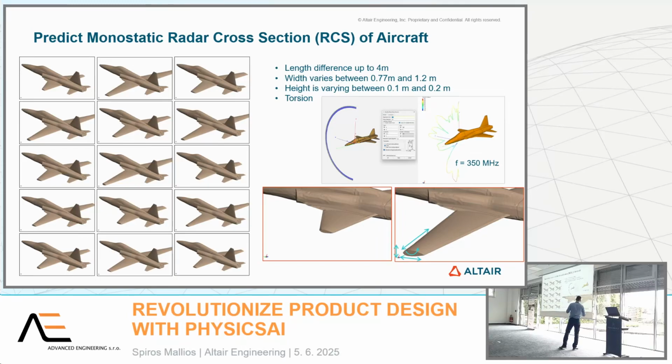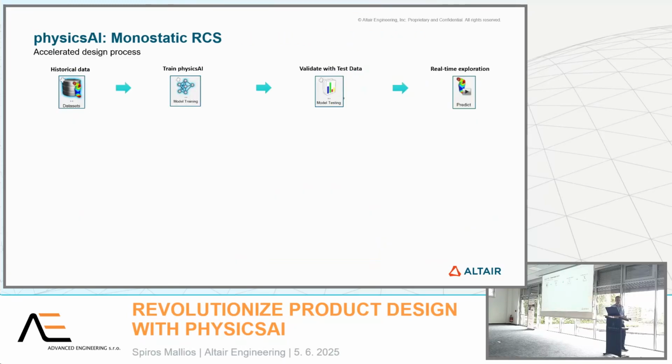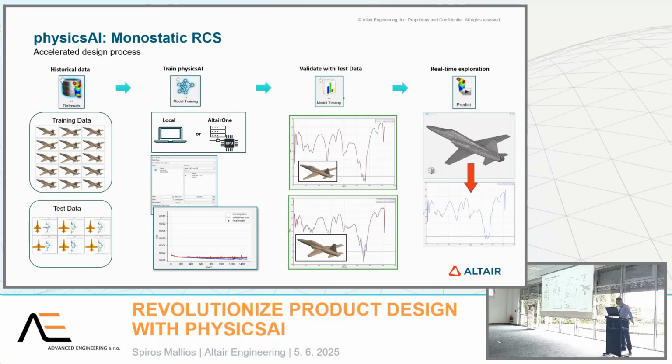So basically, PhysicsAI uses historical simulations from previous runs, based on different shapes of aircraft, different wing spans, different torsion angles, etc. And with exactly the same process, we can get a model that predicts this radar cross-section for some new aircraft design. Again, the same workflow. As you can see, we follow exactly the same steps.